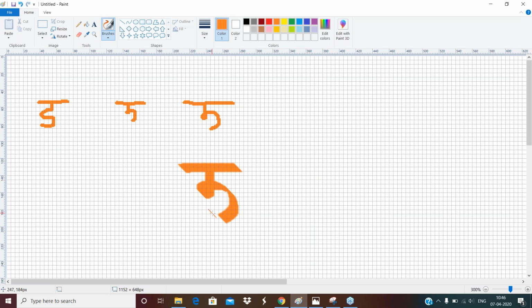For some reason, as I have told, there are some other characters, so there is a very fine difference between these characters. I will redraw it once again. Small line, and stop it before the half line. So this becomes Sharada D.